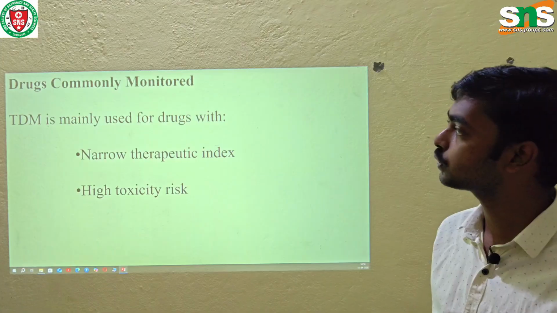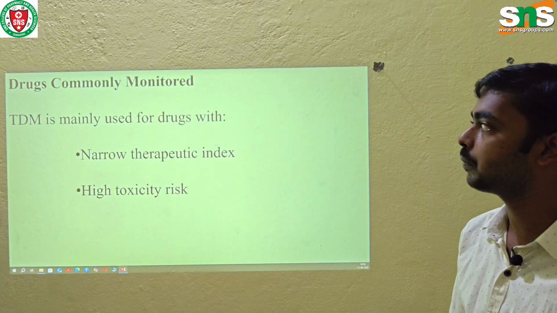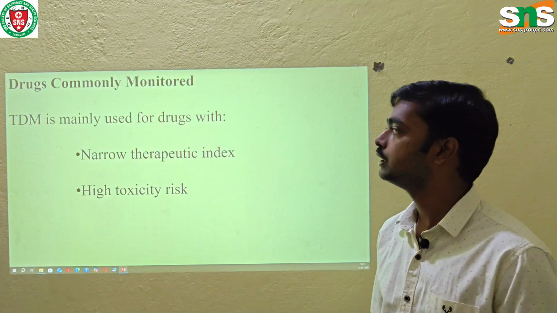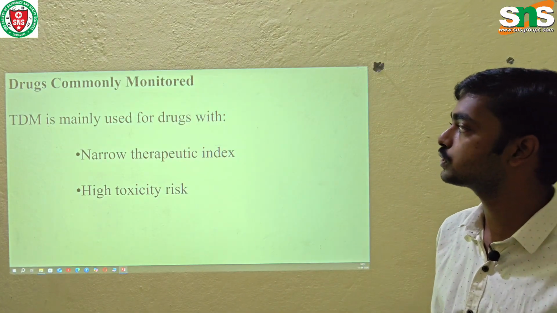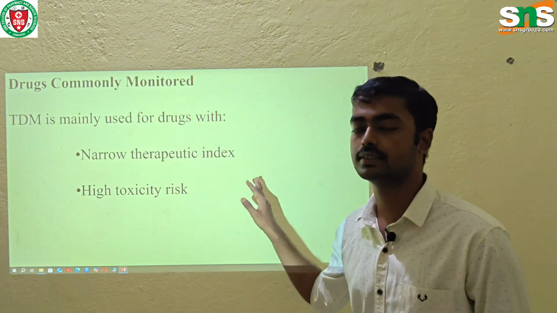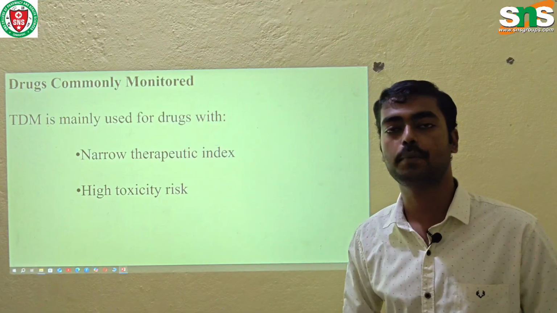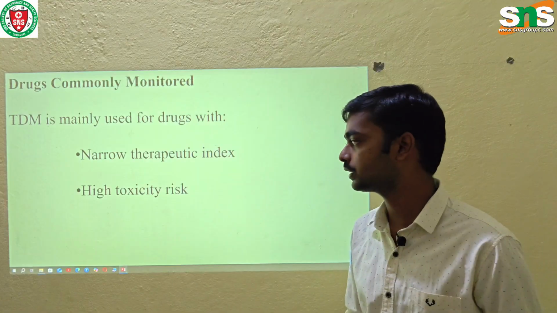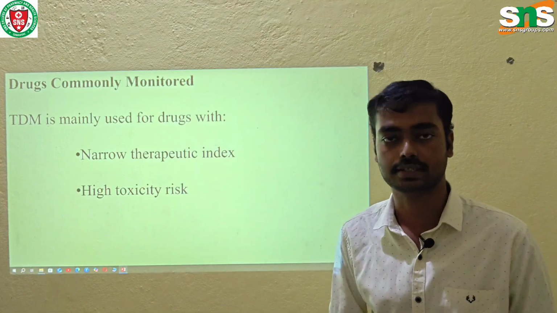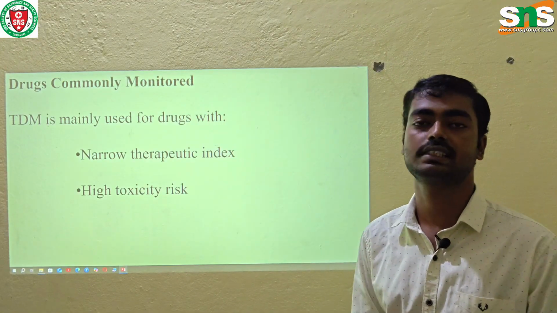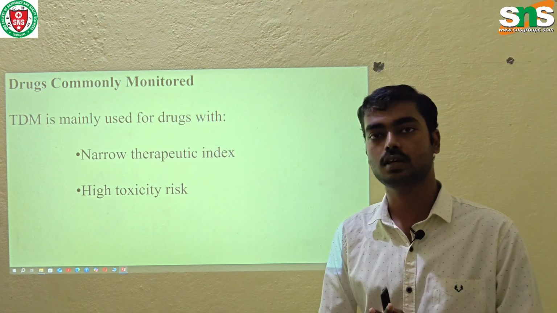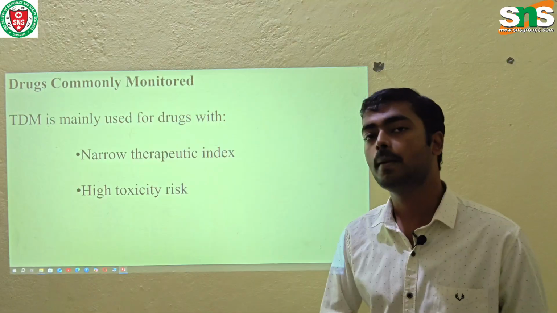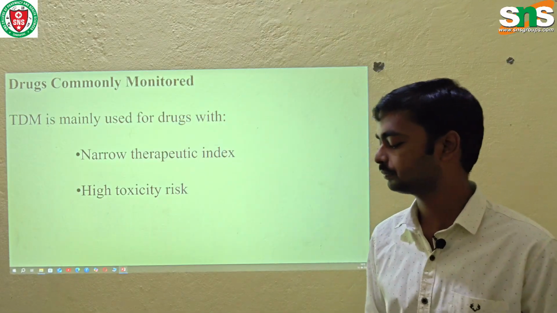And next, the drugs commonly monitored. Which type of drug do we want to monitor? Therapeutic drug monitoring is commonly used for drugs with a narrow therapeutic index. For that type of drug we want to measure the therapeutic drug level. And also drugs with high toxicity risk. Some drugs have a high toxicity risk, so for that type of drug we also want to monitor the blood plasma concentration level.